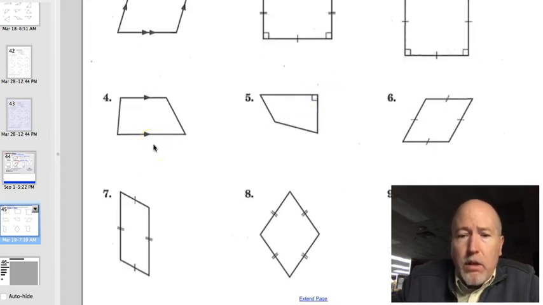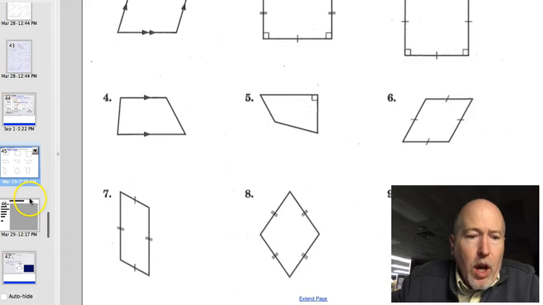This one. Trapezoid. This one. Did you say kite? It's a rhombus. All 4 sides are the same. Again, it's just a square that doesn't have right angles. All right, let's keep rolling.